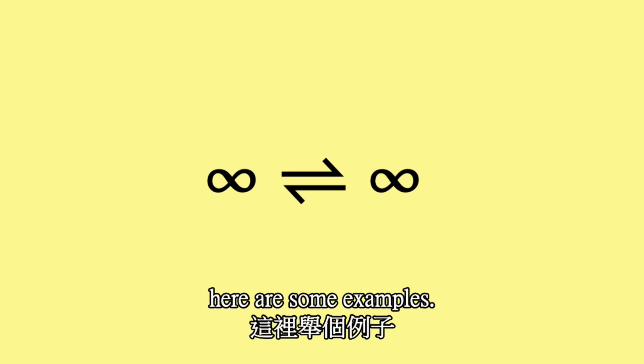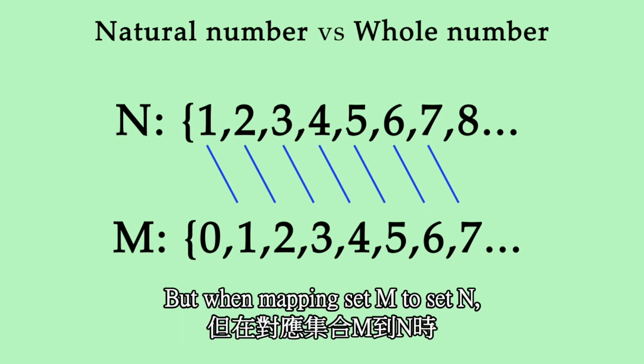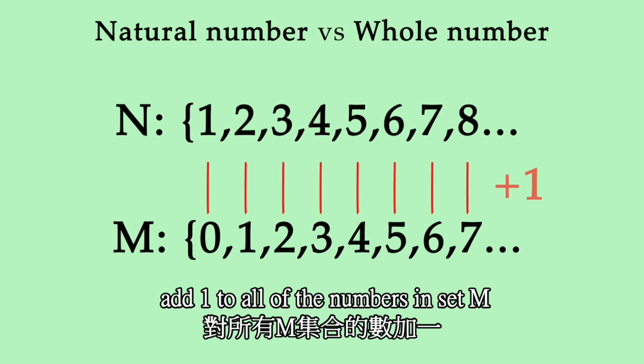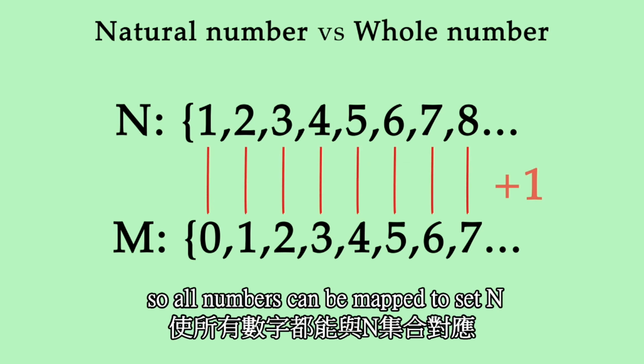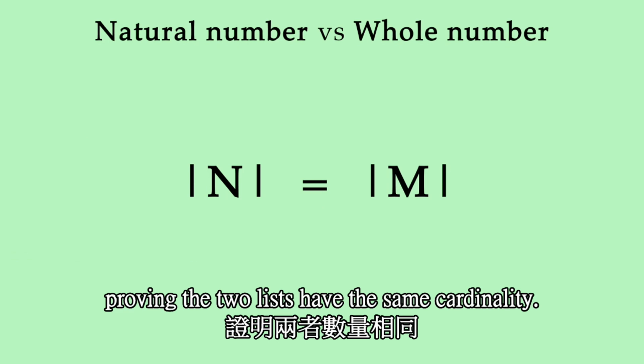Here are some examples. Take a look at the 2 lists. All numbers in set n can be mapped to set m, but when mapping set m to set n, add 1 to all of the numbers in set m, so all of the numbers can be mapped to set n, proving the 2 lists have the same cardinality.